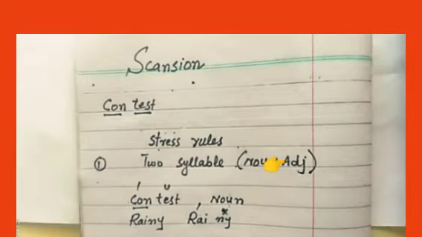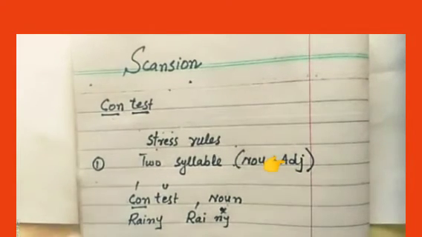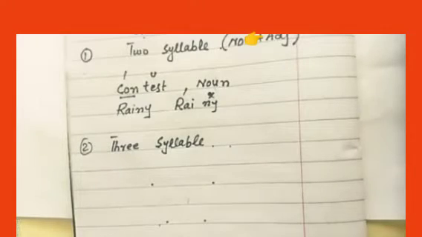Rule number two is, if a word has three syllables and is a noun or adjective, then the stress will be on the first syllable. But here keep one thing in mind, that if that word ends with er or ly or y, then the first syllable will be stressed and the remaining two will be unstressed.